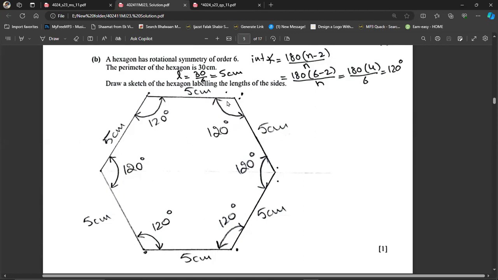Then I again put a protector here. The crosshair is on this point. The 0 is here. From here, I count 120 degrees. Then along that angle, I draw a line of 5 centimeters.